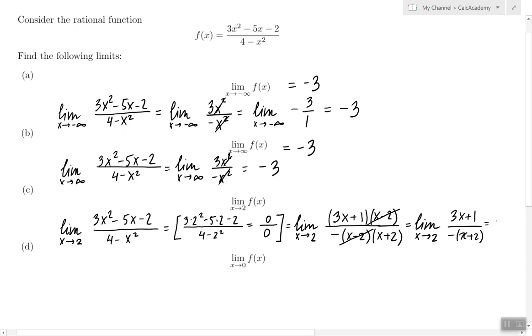So let's try and plug in 2 again. Well, this time nothing interesting happens, so we can simply state that the limit of this function as x approaches 2 is negative 7/4.